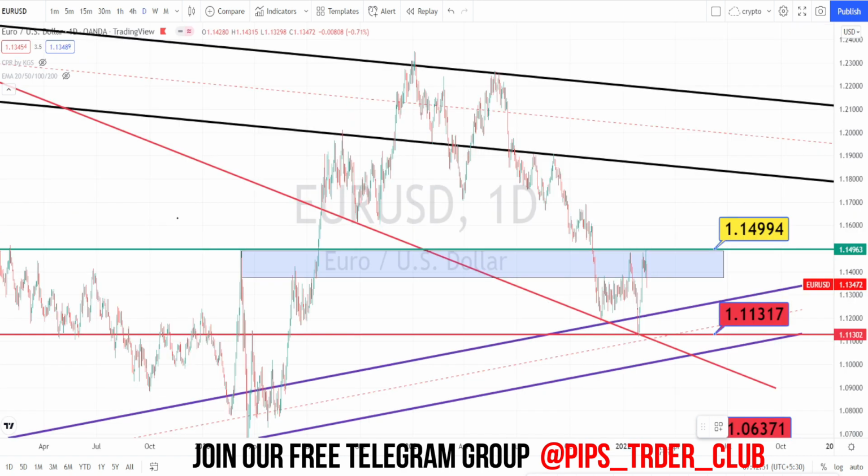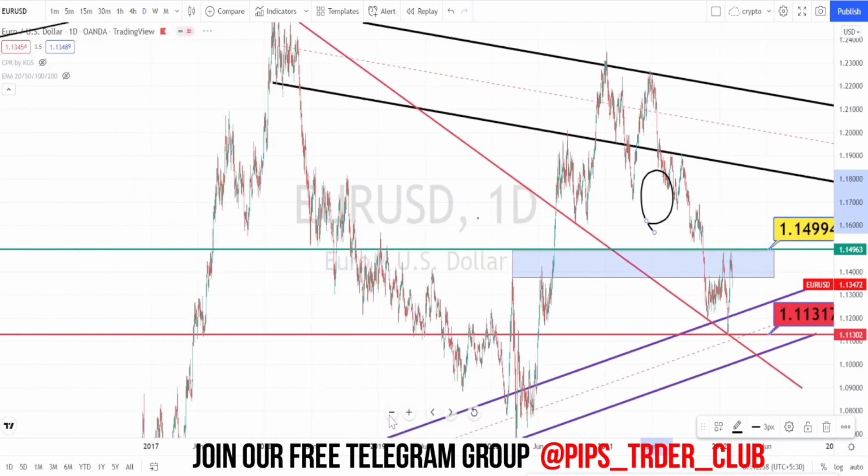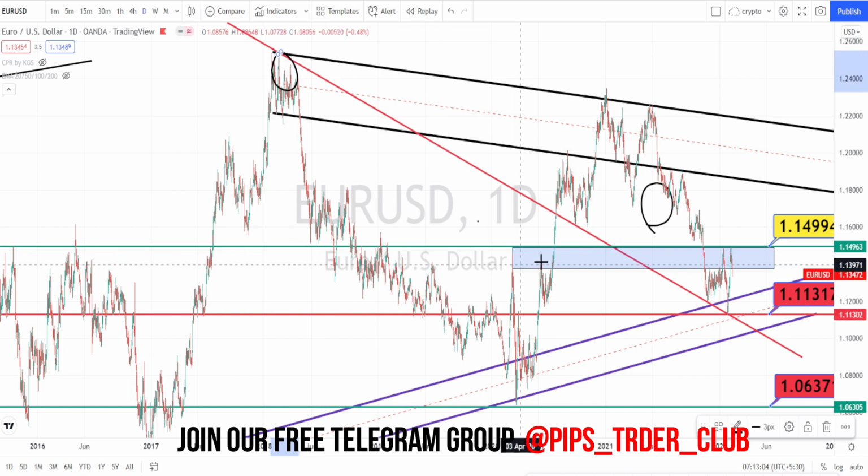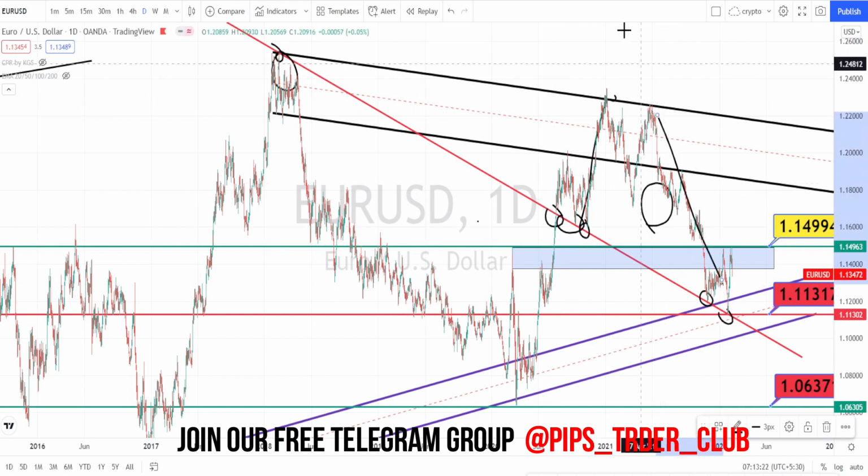I'm in daily time frame in EUR/USD currency pairs. When we look at the price action in daily time frame, previously this level was acting as a very strong resistance. I have drawn a trend line over here and you can see that price action taking support on this trend line. Here also it has taken support and started its bullish trend and took resistance on this previous trend line or the resistance line and started its bearish trend.